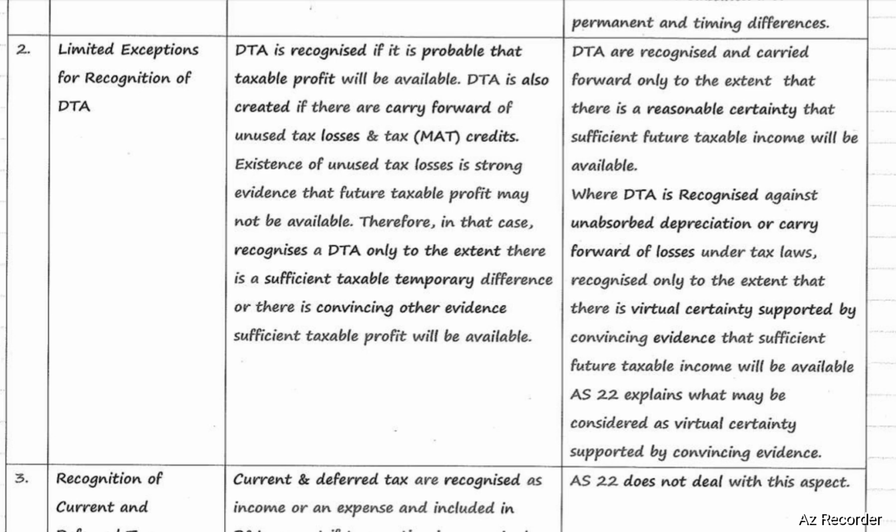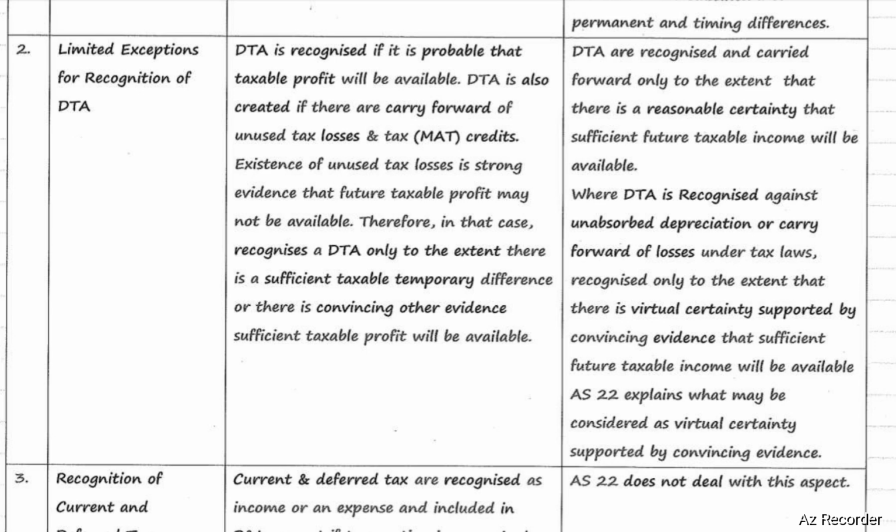In case of AS 22, DTA are recognized and carried forward only to the extent that there is a reasonable certainty that sufficient future taxable income will be available. Where DTA is recognized against unabsorbed depreciation or carry forward of losses under tax laws, it is recognized only to the extent that there is virtual certainty supported by convincing evidence that sufficient future taxable income will be available. AS 22 explains what may be considered as virtual certainty supported by convincing evidence.